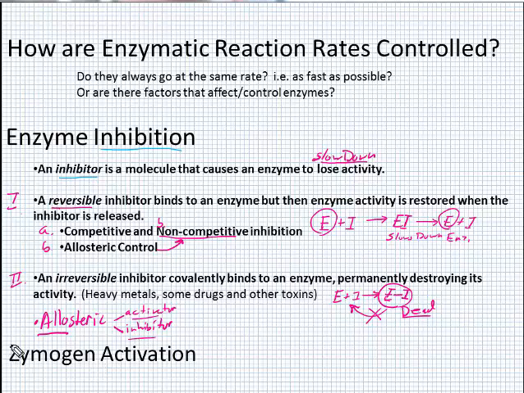There's a third type, a way of, and maybe I shouldn't write this number 3. There's enzyme inhibition. There's also something called zymogen activation. And this is another way to increase enzyme activity. We'll talk more about how zymogen activation increases enzyme activity later, but it's different from this inhibition.